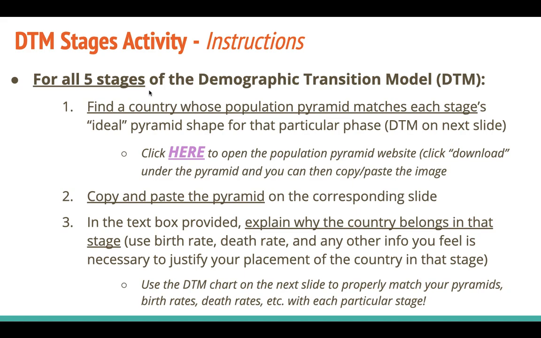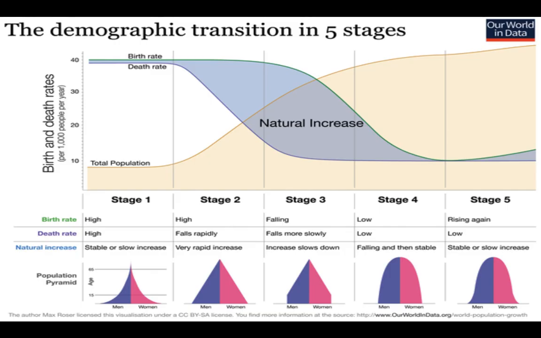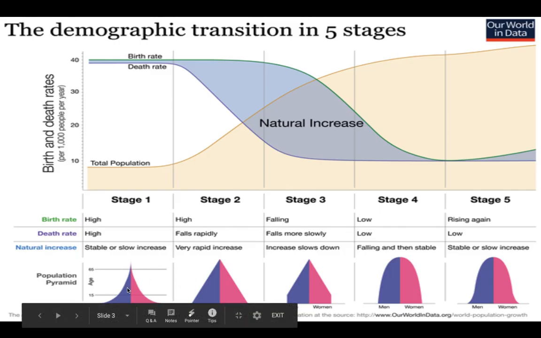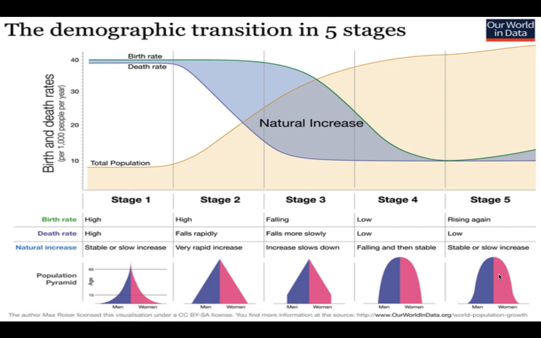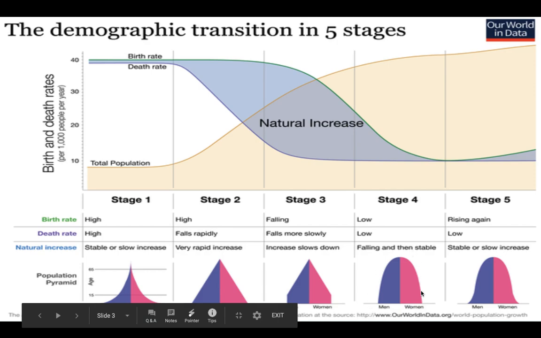For each of the 5 stages of the DTM, you're going to find a country whose population pyramid matches each of those stages' ideal pyramid. When I say ideal pyramid, I'm talking about here in the DTM when we looked at the shape of the pyramid for each of the 5 stages. I want you to find one country that sort of matches, resembles closely at least each of these 5 stages. Now, we're going to talk about stage 5. Stage 5 is a little bit different. We're giving you some more flexibility there, and I'm going to explain why.